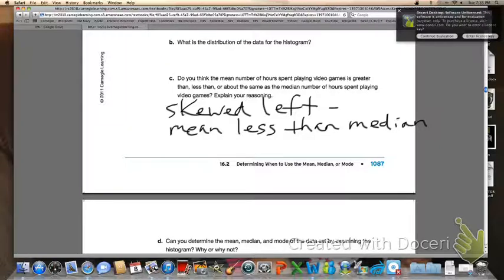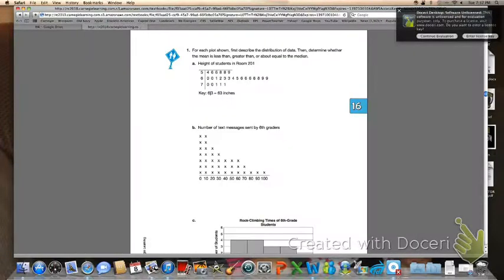Now let's pop back over to problem 3 and finish up on page 1088 and 1089 with the rest of problem 3. At the top of page 1089, let's take a look at number 1. It says, for each plot shown, first describe the distribution of the data, then determine whether the mean is less than, greater than, or about equal to the median. And remember, you can refer back to the pictures that you saw on the previous page to help you come up with these answers. So go ahead and answer letter A, letter B, and letter C.